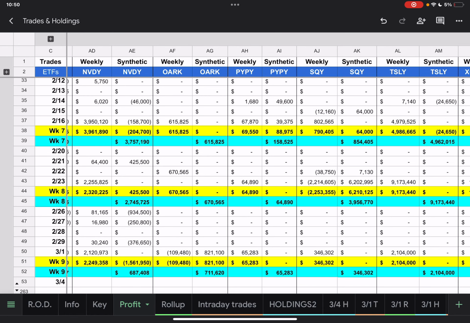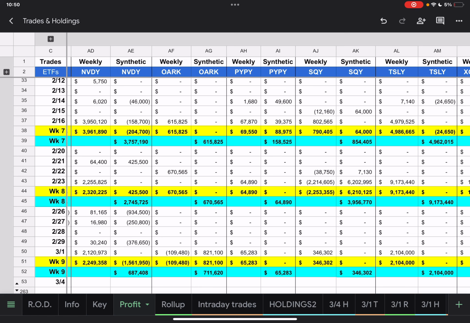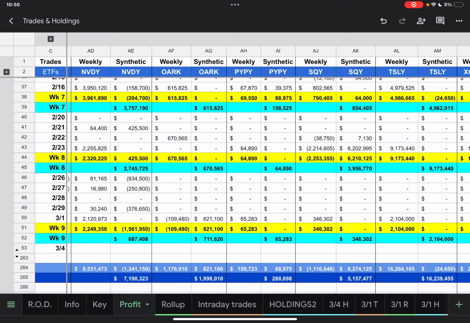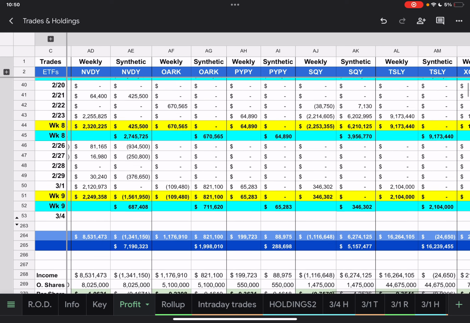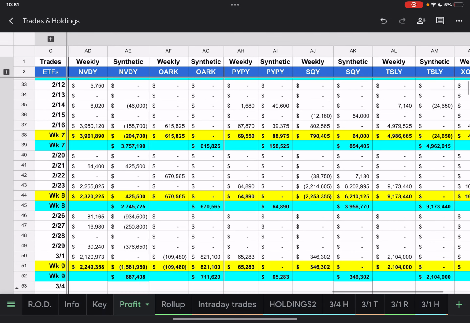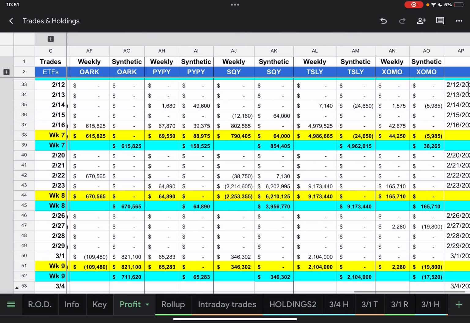If we go over to NVIDIA, we have some big numbers there. 3.7 or 3.8 million, 2.7 million, and then 687,000. So big difference on that last day. 8.5 million for the weekly short calls, a loss of 1.3 million for the synthetics, for a total gain of 7.1 million. I'll just show you the bottom, even though we know it really doesn't mean anything at this point.